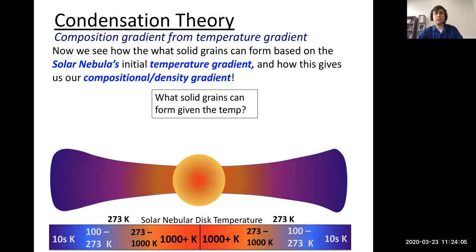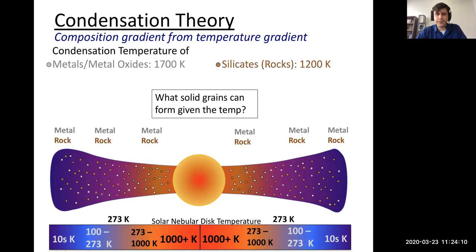So this is a question of what solid grains can form given the temperature of the solar nebula. Pretty much the entire solar nebula, other than the very, very most inner regions, which are closer in than where Mercury is going to be forming. But by the time you get to Mercury, the solar nebula would be 1200 Kelvin or less, meaning that you can condense out metal and rock everywhere. So throughout the solar nebula, we're going to get metal and rock grains as building blocks.